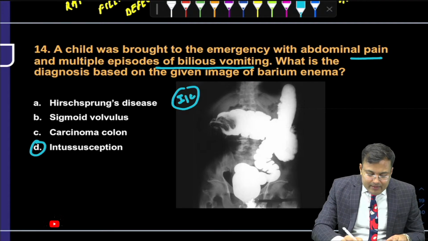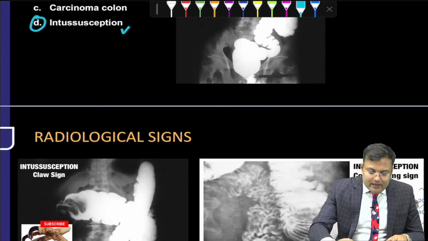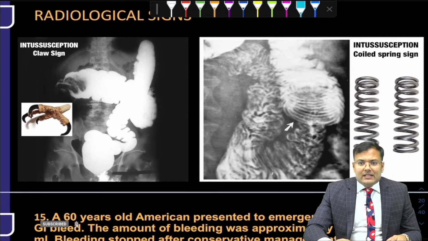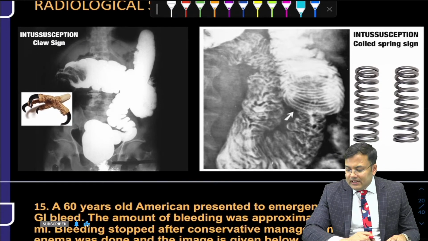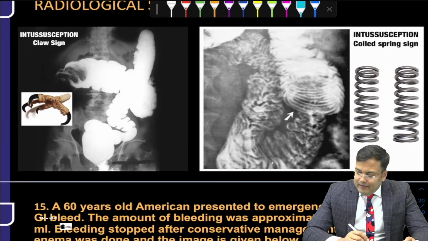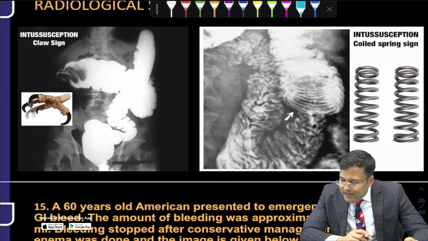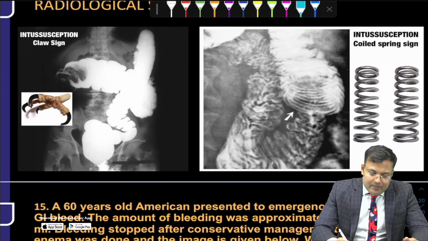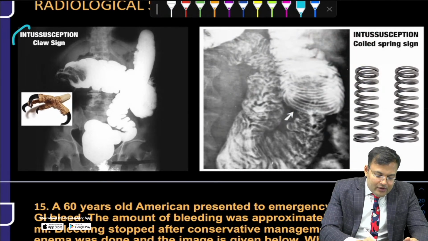Because of that, the patient is having multiple episodes of bilious vomiting. Diagnosis based on the given image: intussusception. These are image-based questions which are asked frequently. What are the radiological signs? Yes, very good. Everybody wants to say ileocolic. So, here you can see that this is intussusception.